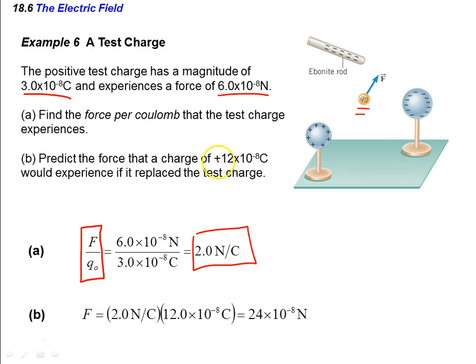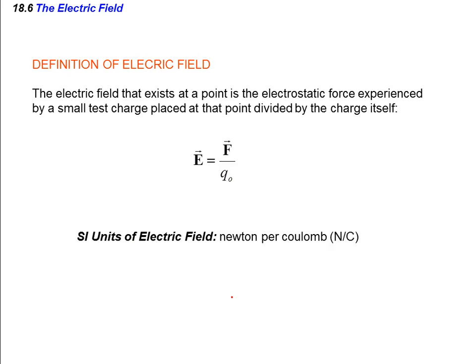We can use that to predict, what if we had a charge of 12 times 10 to the negative 8th coulombs? What do you think the force would be? Using that 2 newtons per coulomb, we can see that it would be 24 times 10 to the negative 8th. This gives us this idea of an electric field and the strength of an electric field. So we get the electric field by taking the force that a test charge would experience divided by the test charge itself. Knowing what we know about Coulomb's law, we can simplify this, and we'll do that in a moment. But one thing to notice here, the units are newtons per coulomb.